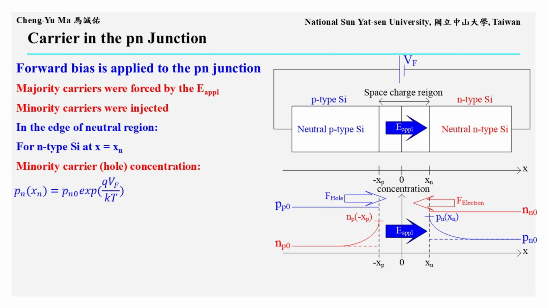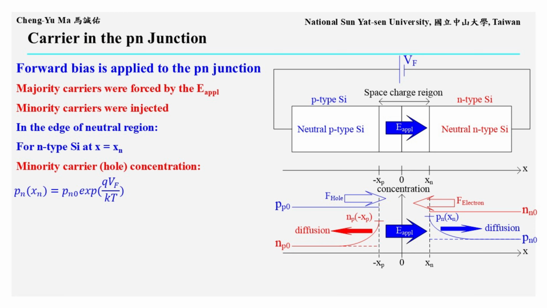At the boundary between the n-type neutral region and the space charge region, where x equals xn, the minority carrier hole concentration rises from pn0 without bias to pn0 times exponential of qVF divided by kT. The concentration increases exponentially with the applied bias. This is the result of majority carrier injection from the p-type semiconductor.